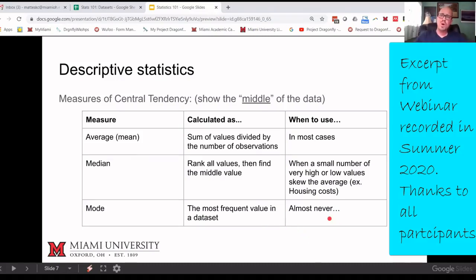If anyone knows a good example for mode when you would actually use it in the real world, I would love you guys to put that in.